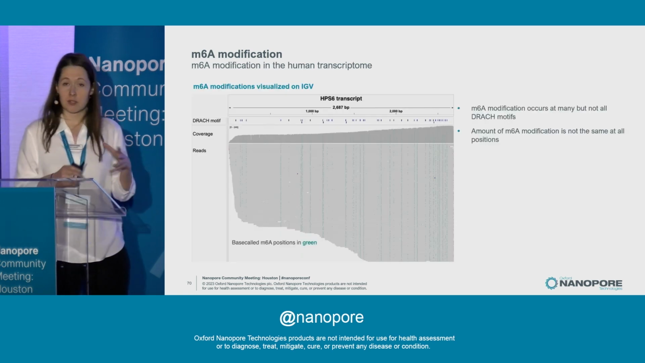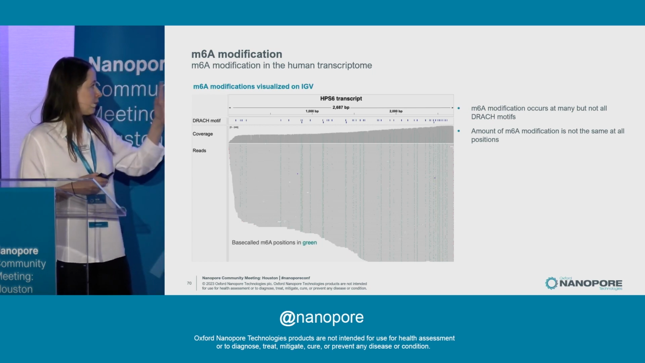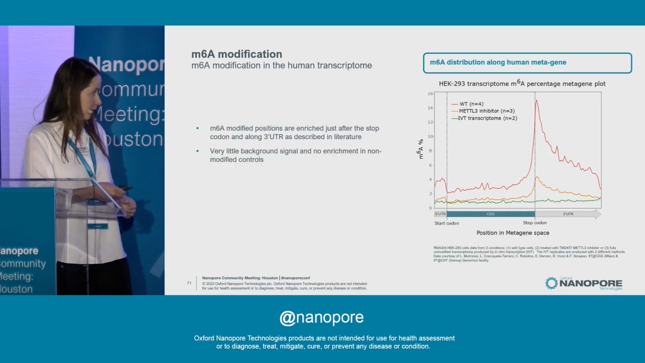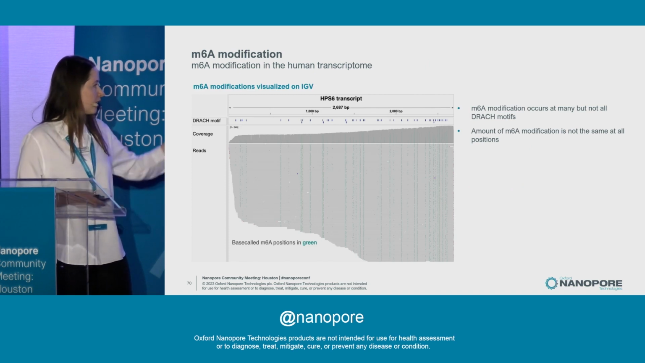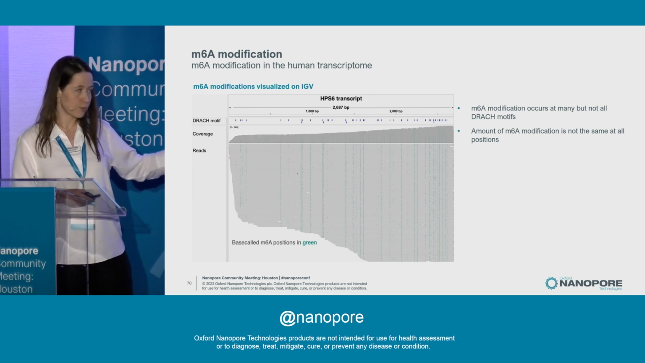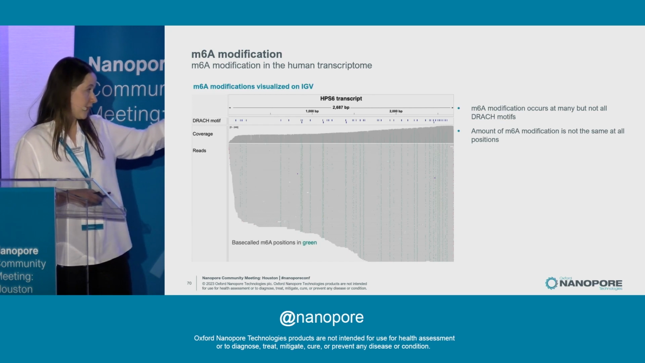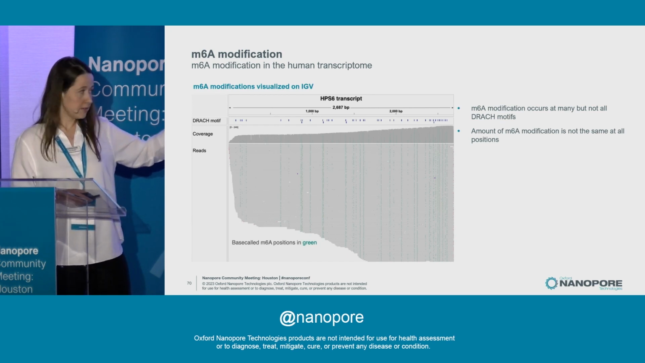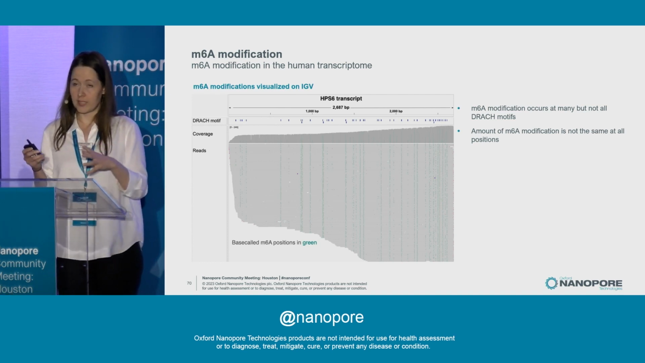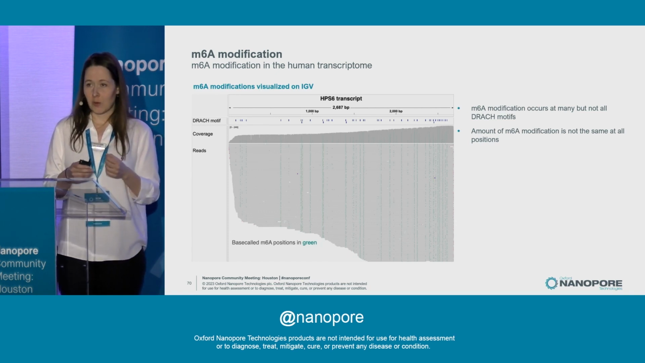Okay, so you can visualize the modifications on IGV like we've seen in an earlier presentation. Here is one human transcript on IGV with the coverage and the reads, and the green points indicate the positions of those modified sites. You can see that they co-occur very nicely with the DRACH motifs that we've indicated. But there are motifs that don't have these modifications and others that have a lot of it, and this amount really varies. So there's clearly some interesting biology going on there.